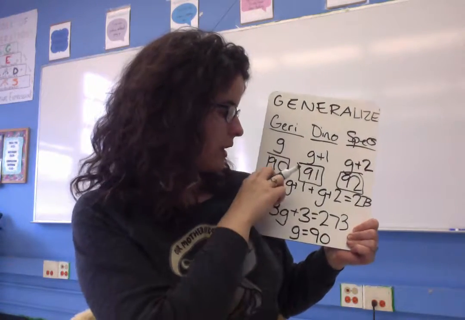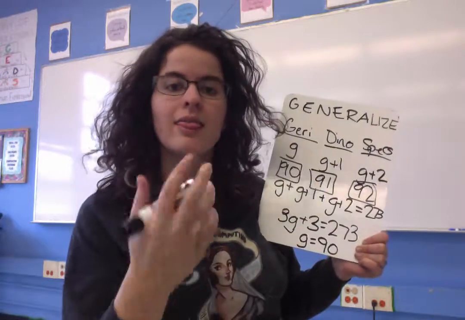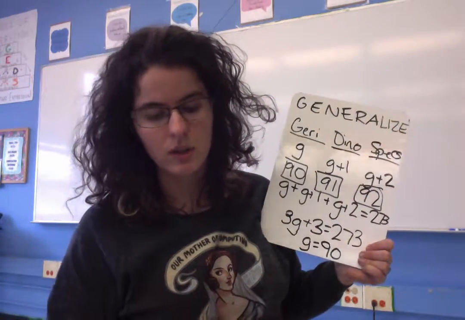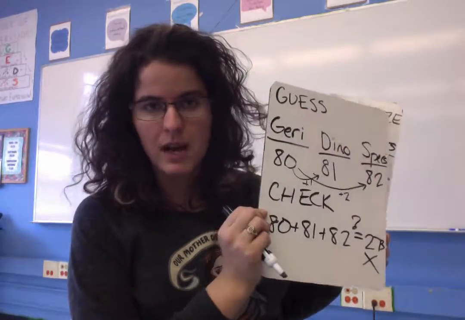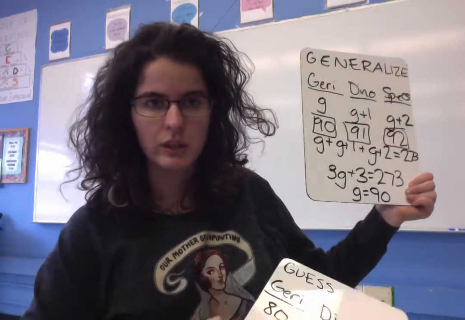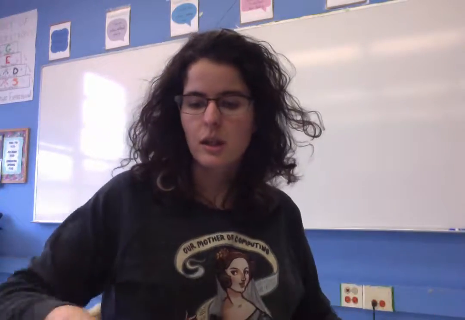And I can check that. If I do 90 plus 91 plus 92, that's going to give me a combined age of 273. So I wasn't right the first time. My guess was wrong. That was fine because I was able to use that to generalize. So let's look at one more and see if we can come up with a generalization here.